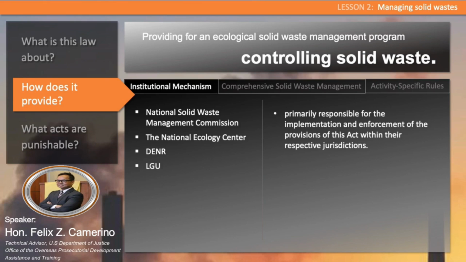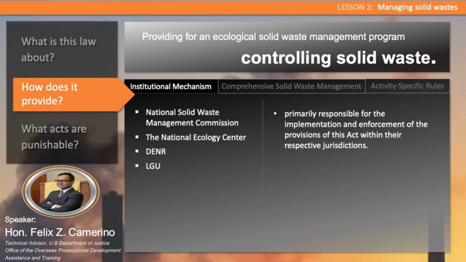Okay, this Ecological Solid Waste Management Act. They're primarily responsible for its implementation and enforcement. But it's specific, obviously, to their respective jurisdictions.